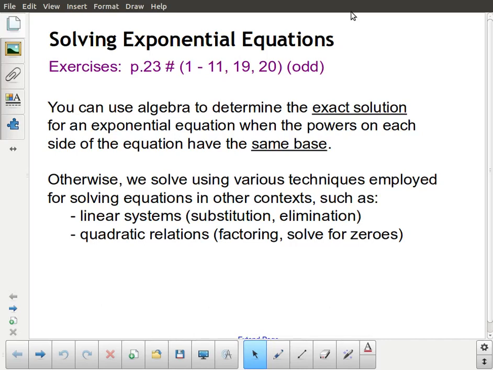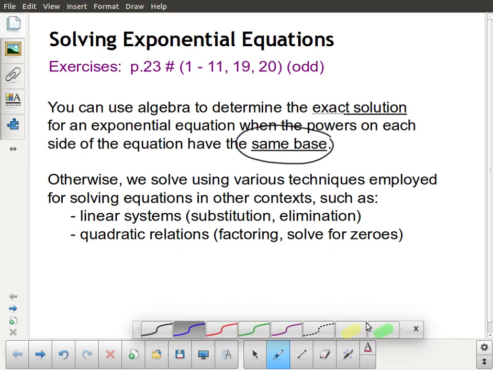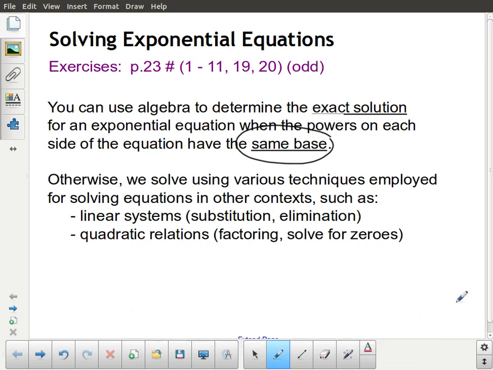For this lesson, we're going to be taking a look at the idea of solving equations that involve exponential relationships. It is possible, it's not always easy, but it is possible to use algebraic methods to determine exact solutions for exponential equations. The key to this is that we want to make sure we write our equation so that we have the same base for the exponents or for the powers.